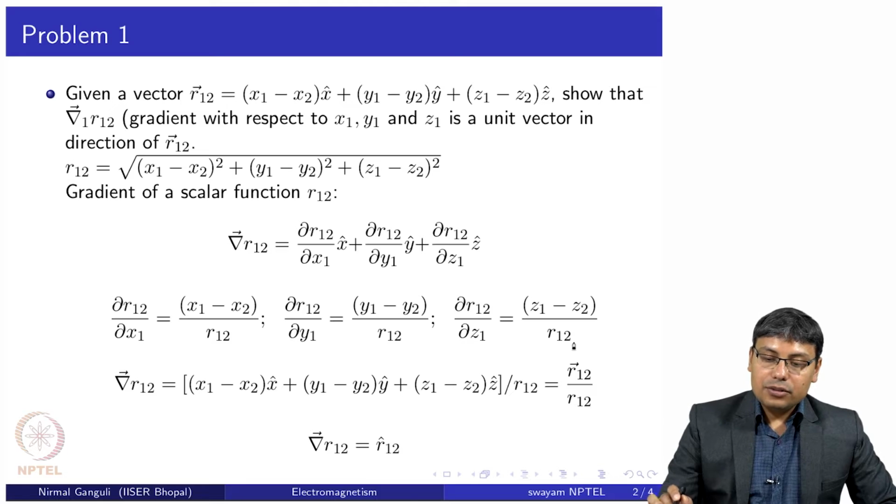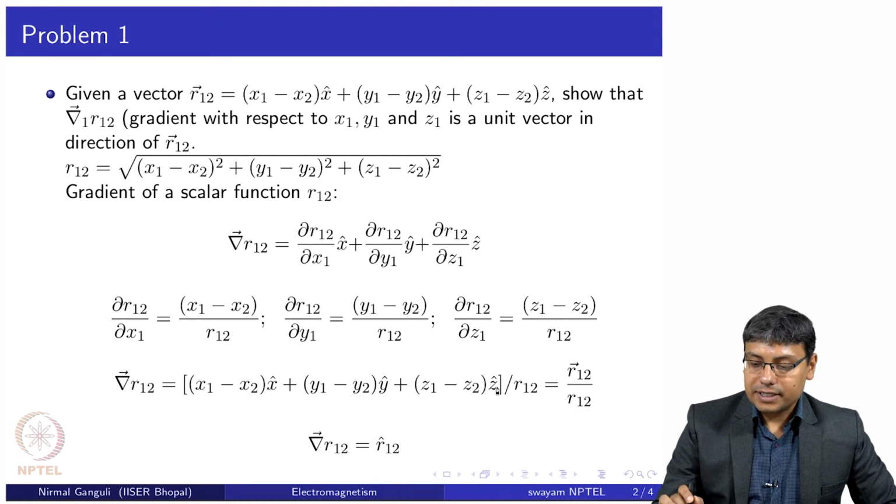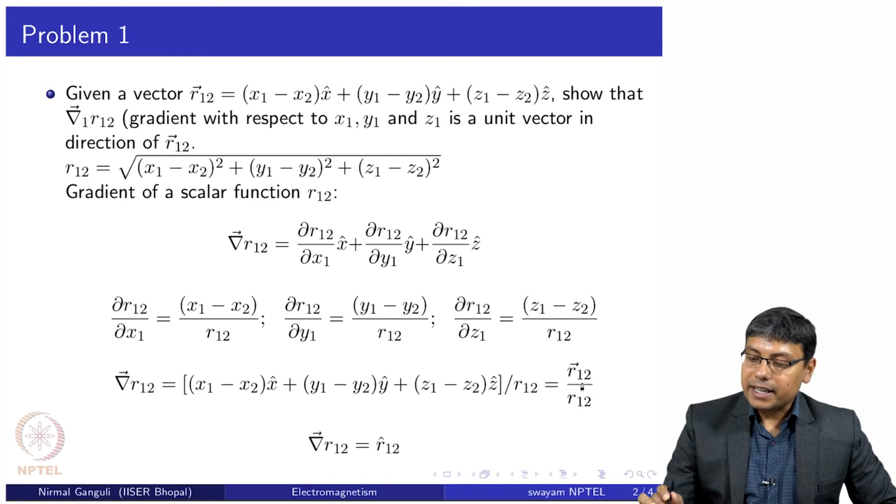Now, if we add all these components with the appropriate unit vectors, we will get (x1 minus x2) along the x cap direction plus (y1 minus y2) along the y cap direction plus (z1 minus z2) along the z cap direction, over the magnitude of the r12 vector. The numerator is nothing but the r12 vector, divided by the r12 magnitude. That means the gradient of the r12 magnitude is a unit vector along r12. That is what we have obtained by solving this problem.